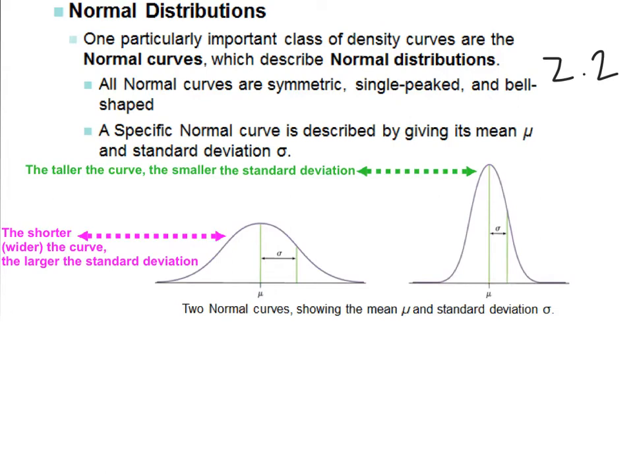Normal curves are symmetric. They have a single peak. They take on that really distinct bell shape. That bell shape can be kind of wide, or it can be really skinny. It depends on sigma, right?